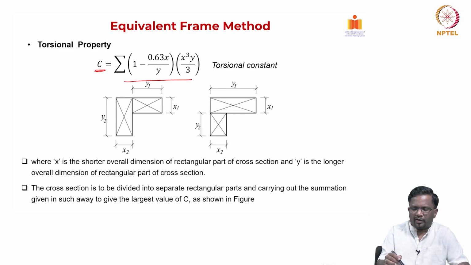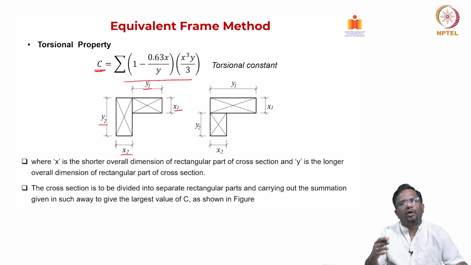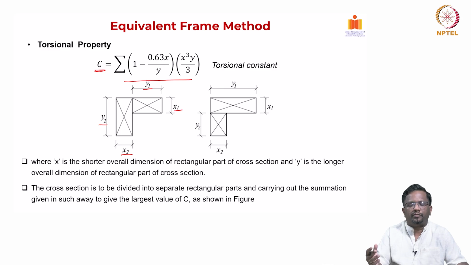For example, you see here this L section, we have considered x1, y1, this is x2 and y2, right. So, you have to make sure that of x1 and x2, let us say x1 is smaller, that x1 should have a longer y. So, that is the way that we need to do it.